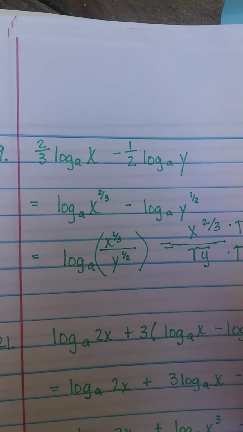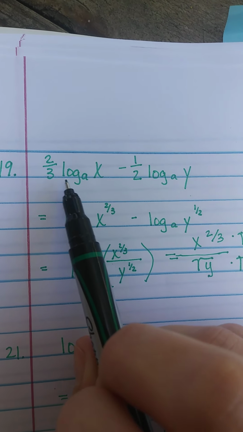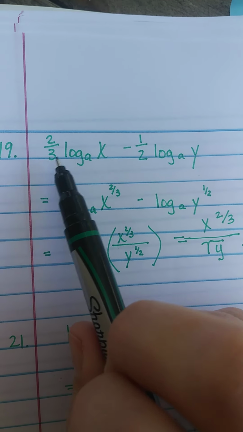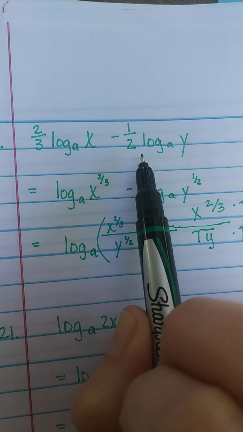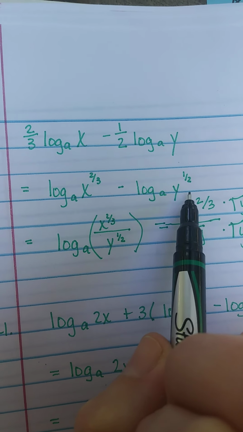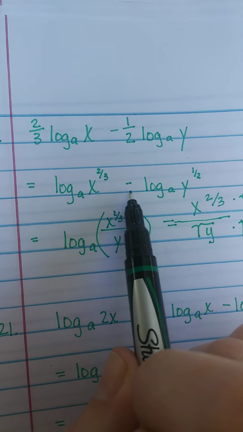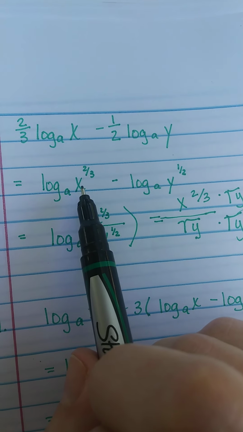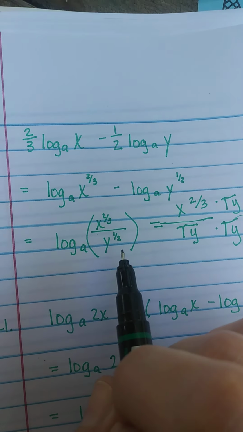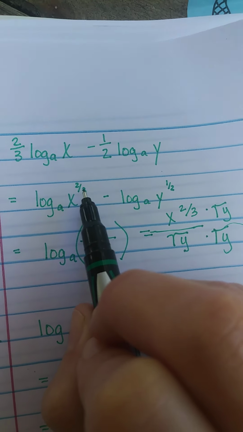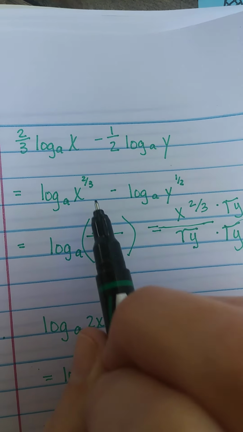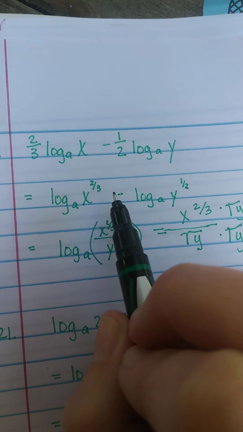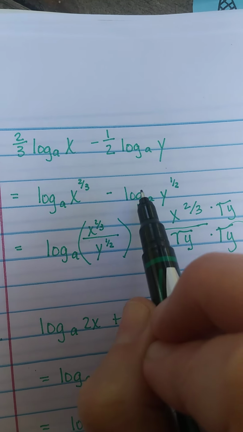So quickly, the first thing I did, here's the problem. The first thing I did is take this from the front and move it up into the exponent. I did that twice. And then I see this minus here between logs with the same base, so I know that means I can rewrite this log as a single log with a division. So it's x to the 2/3 over y to the 1/2. The log part stays the same. You have to keep the log on there, but you can divide the two arguments.